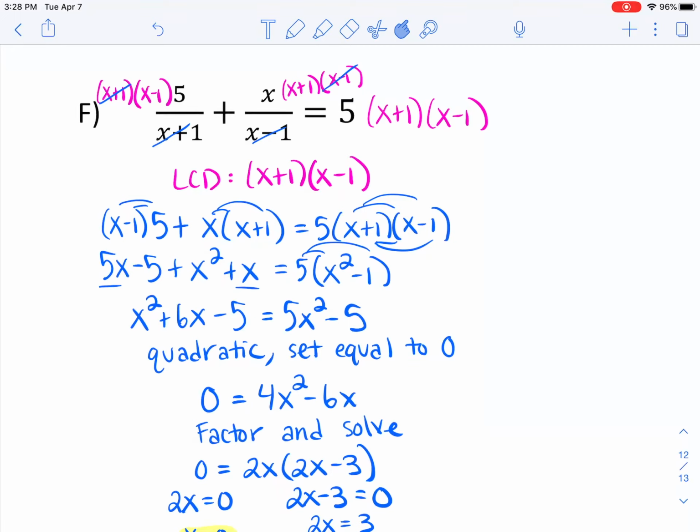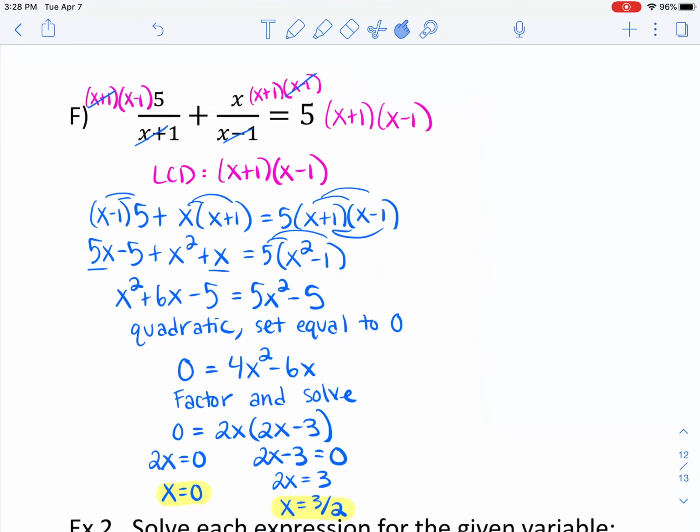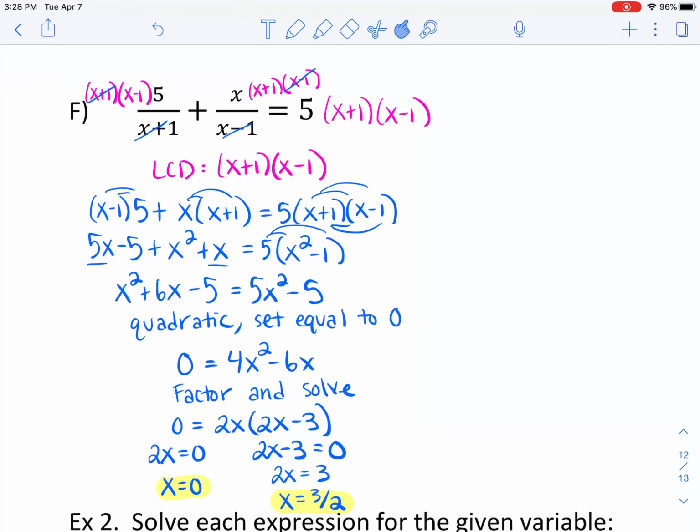Looking at the x squared terms, we can subtract x squared from both sides, you get 4x squared. Subtract 6x over to the other side, so you get minus 6x. And then with our constant terms, if we add 5 to both sides, the negative 5's cancel, they become 0. So all we're left with is 0 equals 4x squared minus 6x. Now we can factor and solve this. There's a GCF here of 2x that we can factor out. That's the only factoring you can do. So if you factor out the 2x, then you're left with 2x minus 3.